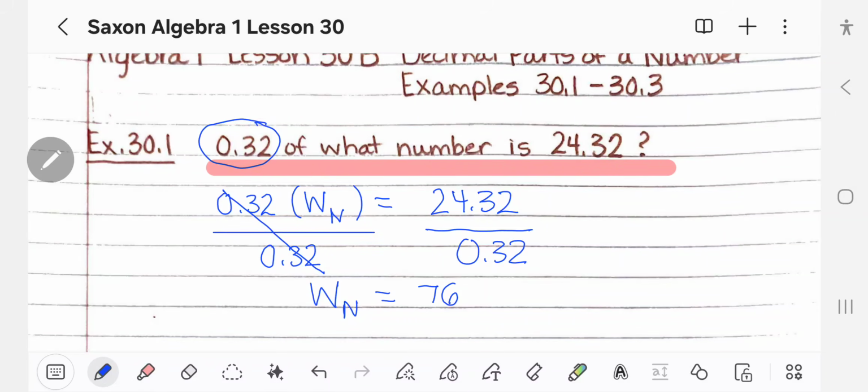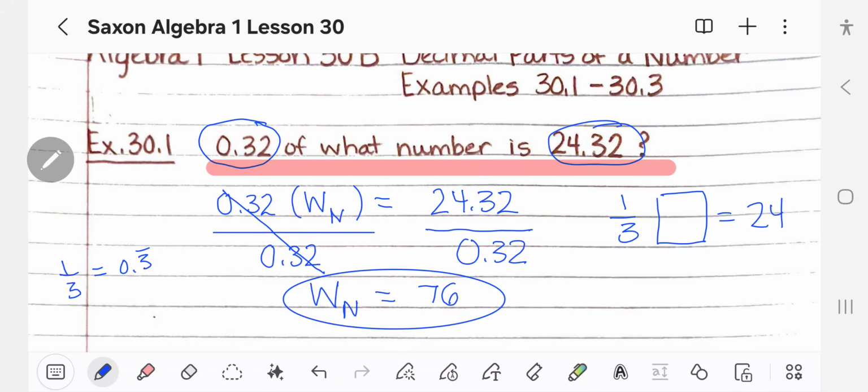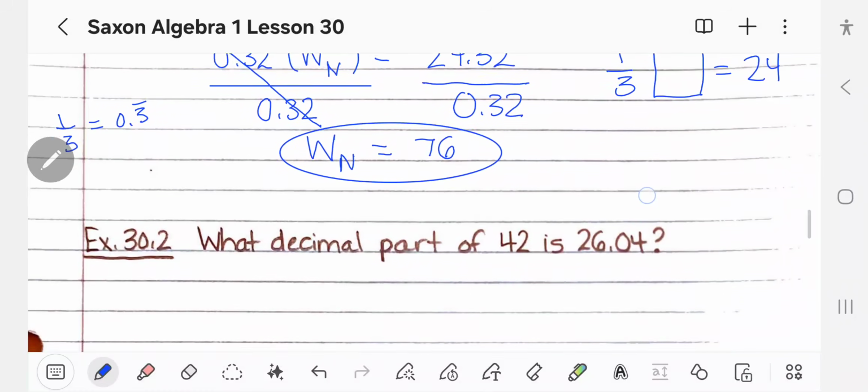This is about a third, right? Because 1/3 is equal to 0.3 repeating, 0.33. So this is approximately 1/3. So 1/3 of some number is about 24. A third of something is 24. So would a third of 76 be about 24? Well, a third of 76 is about 25. So yes, I would say that that's about 24. So it's reasonable that our answer, the number, is 76.